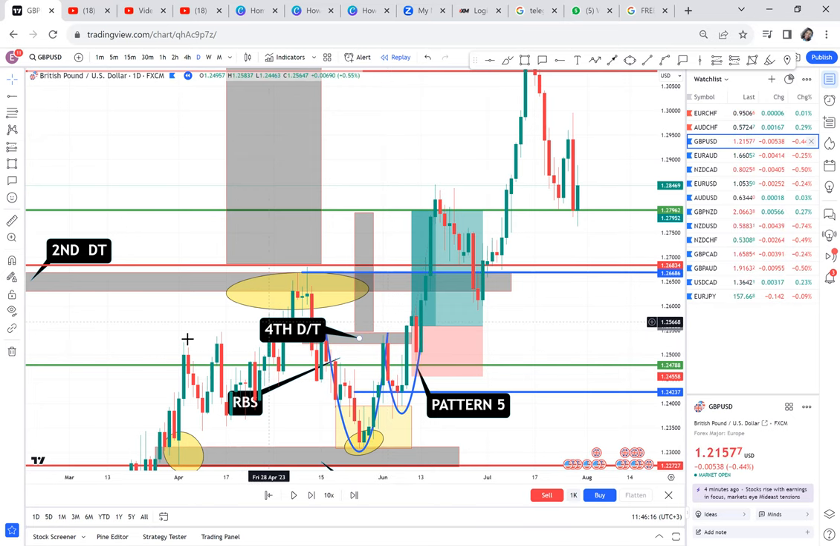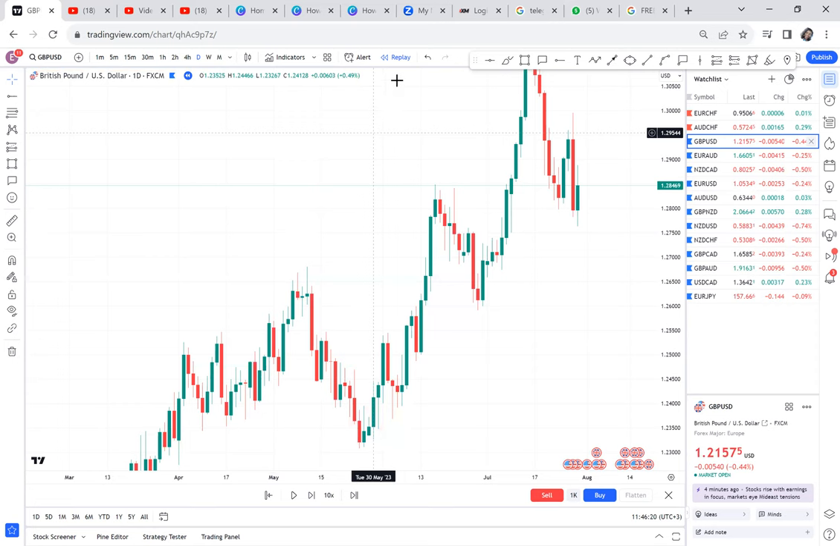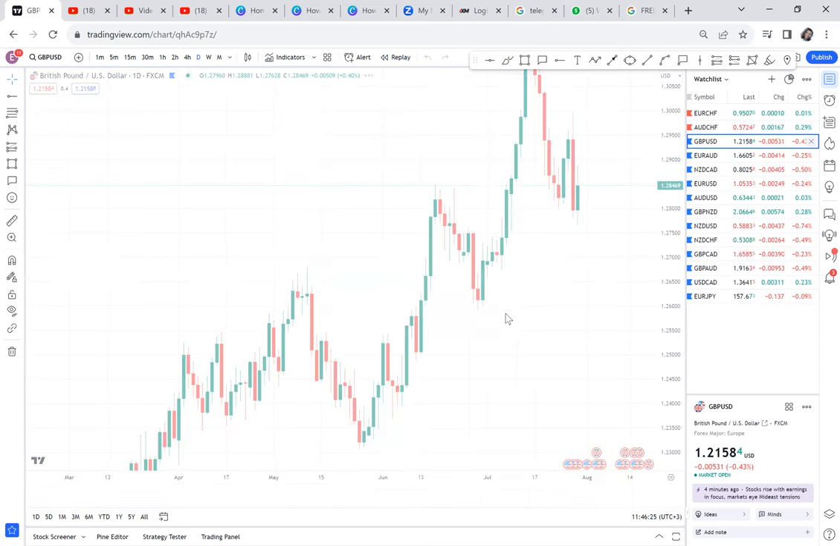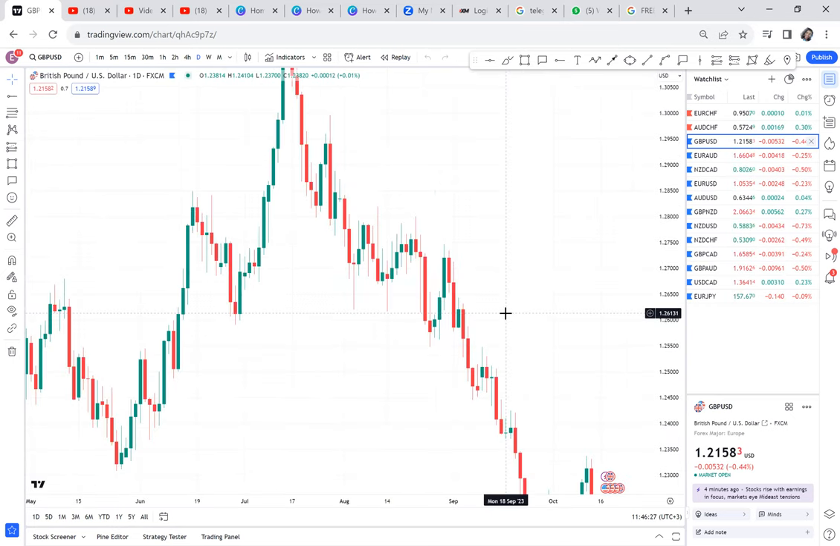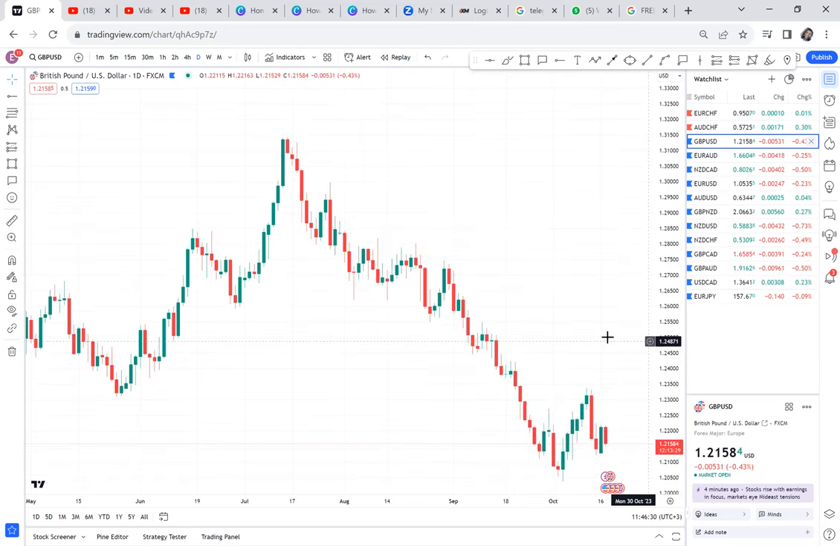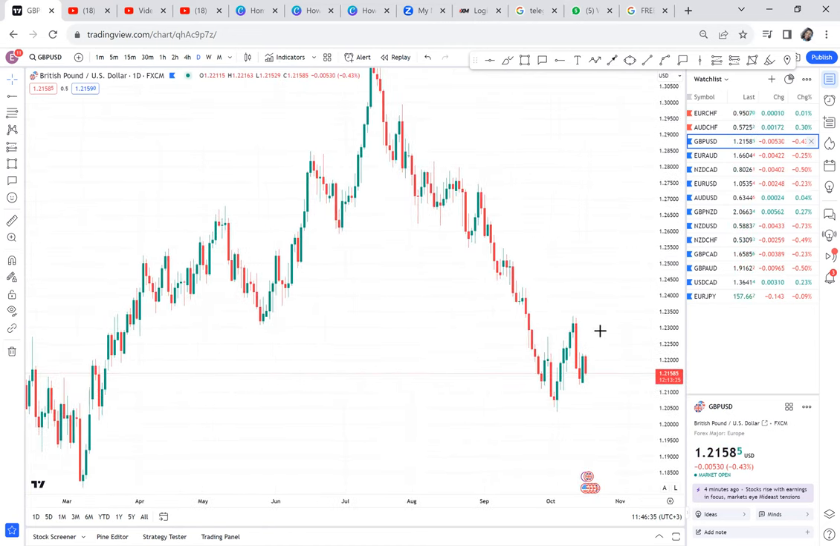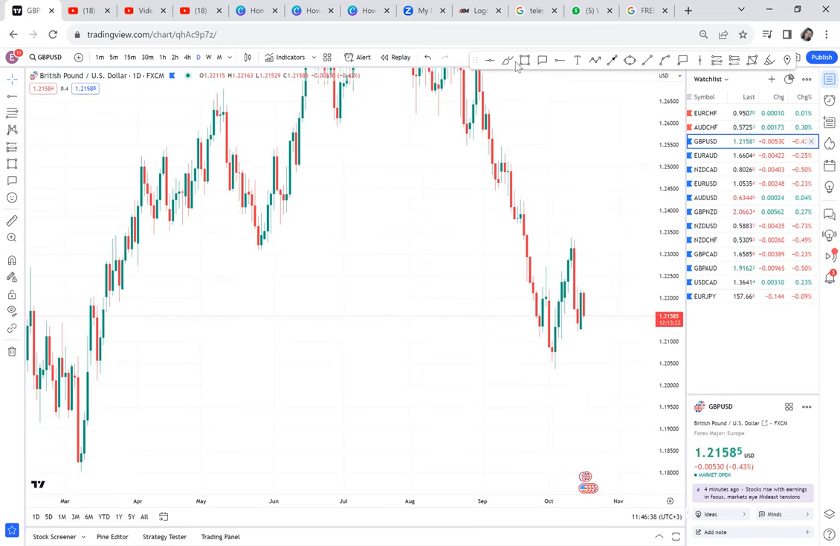Now, this was just a backtesting trade. Let's go to where the current market is now on GBPUSD. I want to show you something. Now, that being said and done, let's go to GBPUSD and see what has happened. So this is GBPUSD. So on GBPUSD, we have our first pattern here.